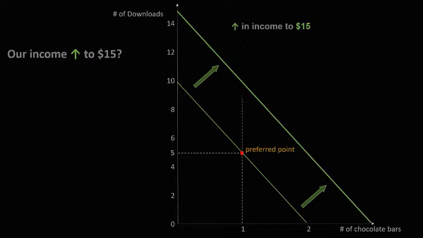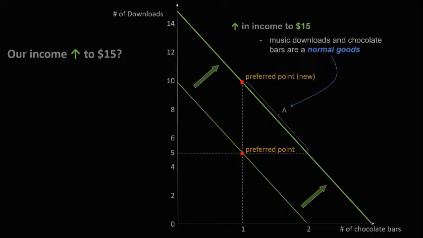Now our next task is to figure out where our new preferred point is. We can divide the new budget line into 3 areas: the area at the top here, the area in the middle, and the area at the bottom. More than likely, our new preferred point is going to be at a point similar to the one we have here, where we've increased our consumption of downloads from 5 up to 10. If the new preferred point is anywhere in this area called A, we say that music downloads and chocolate bars are normal goods. A normal good means that when our income increases, either our consumption increases or consumption doesn't change.